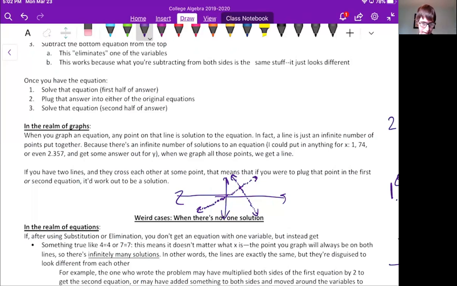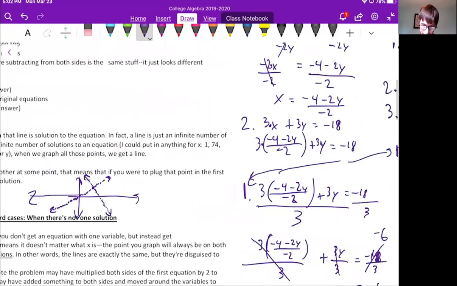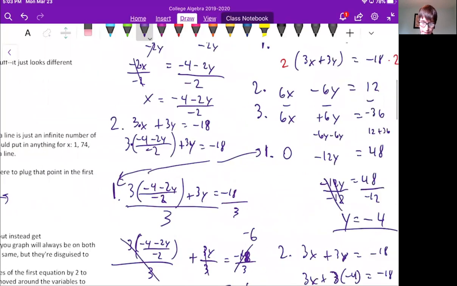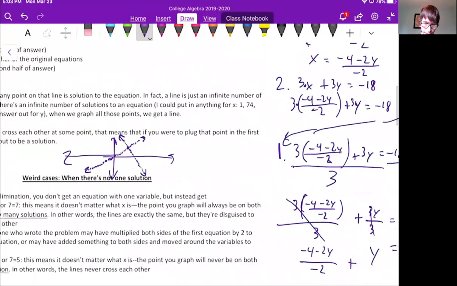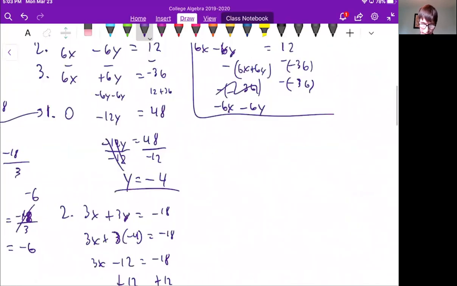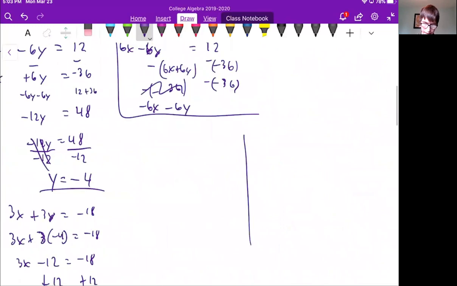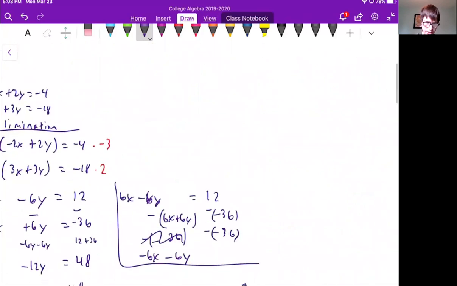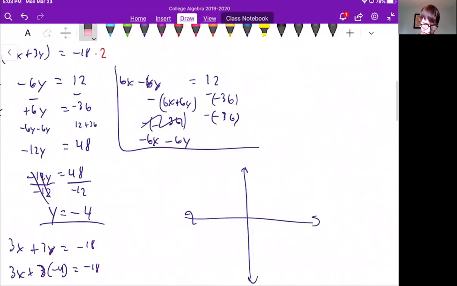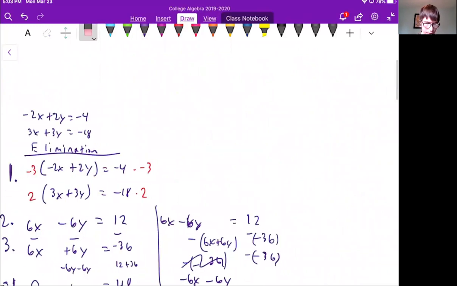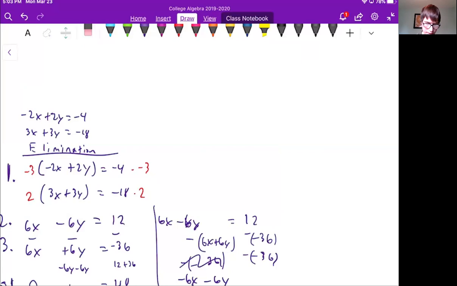In the case of what we did with substitution and elimination, let's graph these two equations just to see what it looks like. I'll give us some more space so we can see what's going on here. So you've got 2x plus 2y equals -4. So this is going to be the graph.